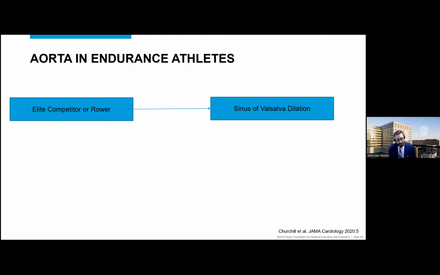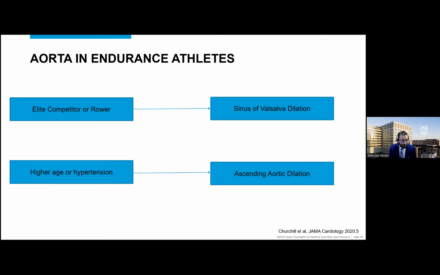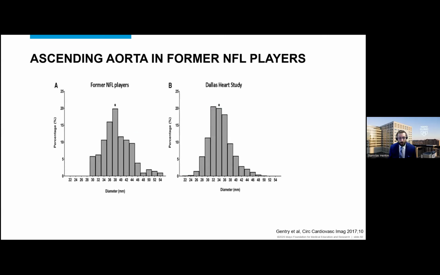So you are more likely to have sinus of Valsalva dilation. If you have higher age or hypertension, then it's more likely that you have an ascending aortic dilation. But we see quite a lot of 4.2 centimeter runners or endurance athletes with sinus of Valsalva dilation. So think about this as etiology. The other cool finding, I think, is ascending aorta in former NFL players as well, and we have quite a lot of these in our practice too.